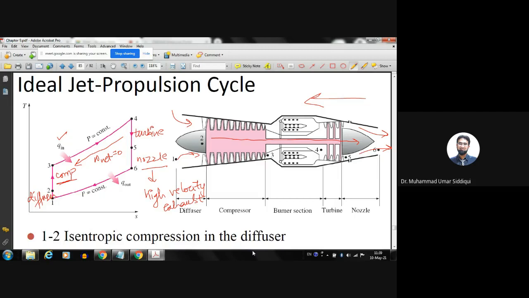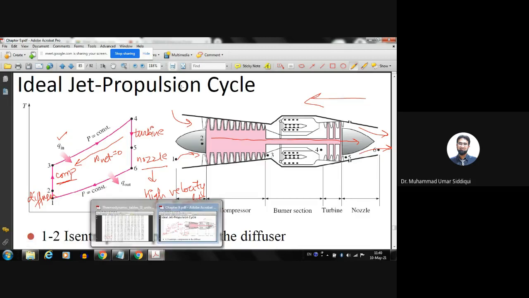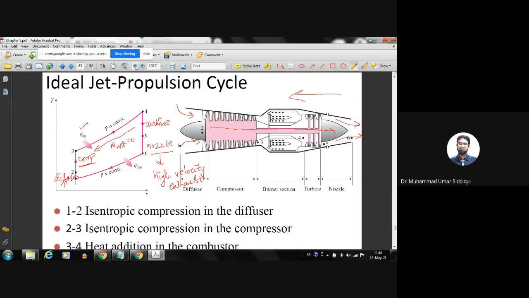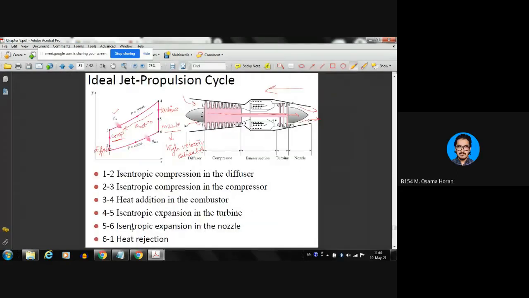Okay, is there anything which is not clear? Please ask. Are the steps of the ideal jet propulsion cycle clear to everybody or not? Yes, sir. All of it is clear.